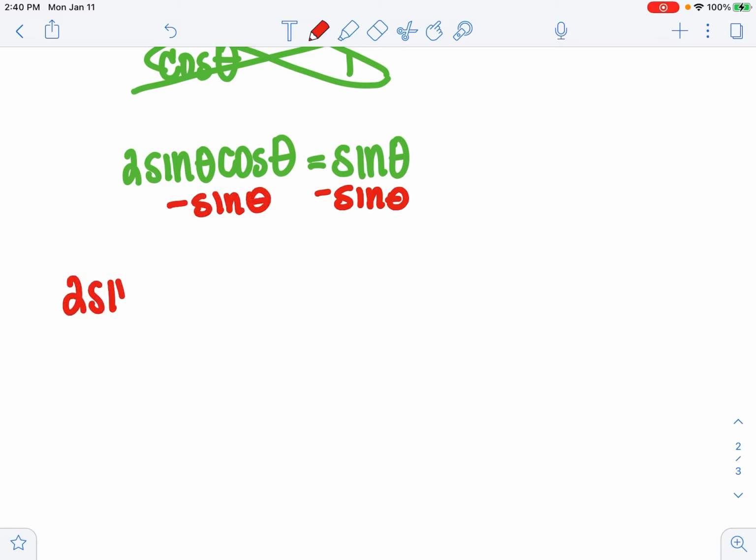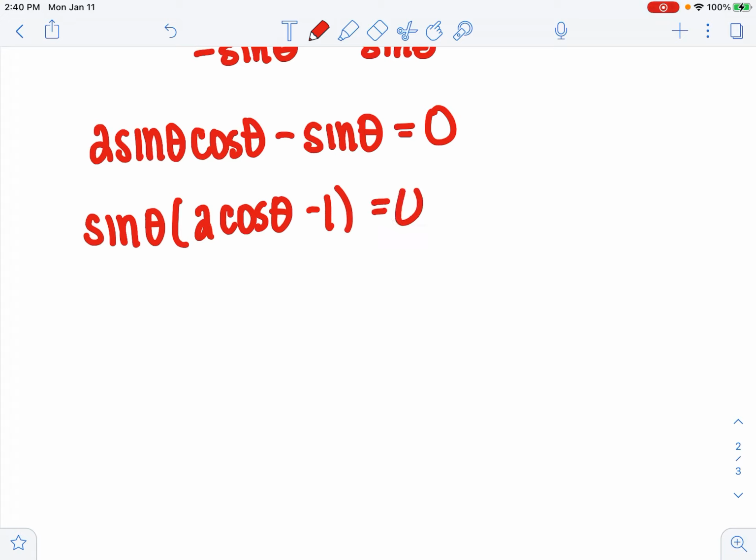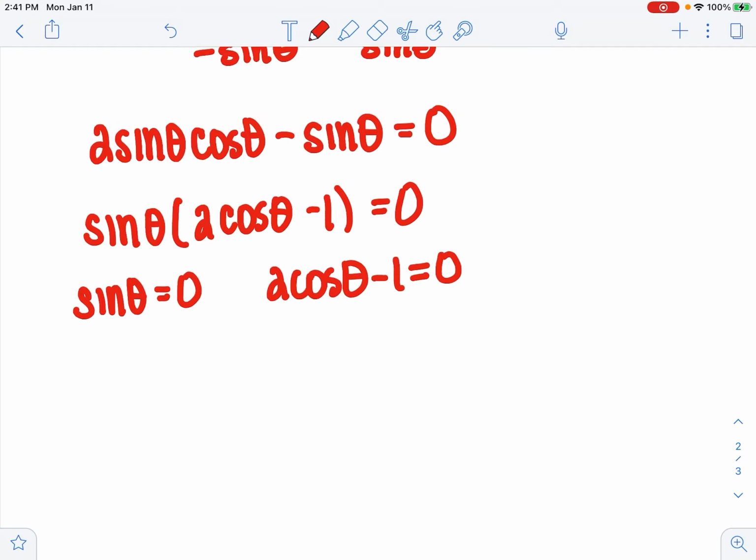So now I have 2 sine of theta cosine of theta minus sine of theta. Now I can see that it is factorable. It has a GCF. So I'm going to factor out the GCF, which is sine of theta. And now I can set each factor equal to 0 and solve those. So I have sine of theta equals 0 and 2 cosine of theta minus 1 equals 0.